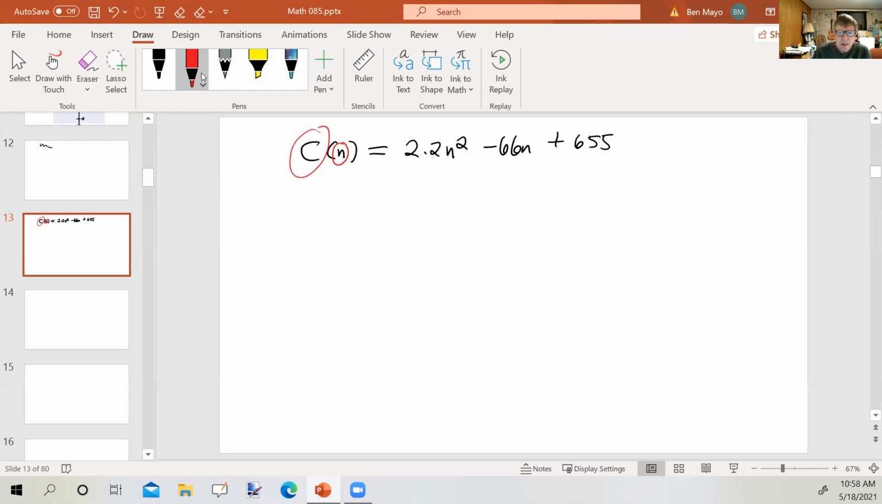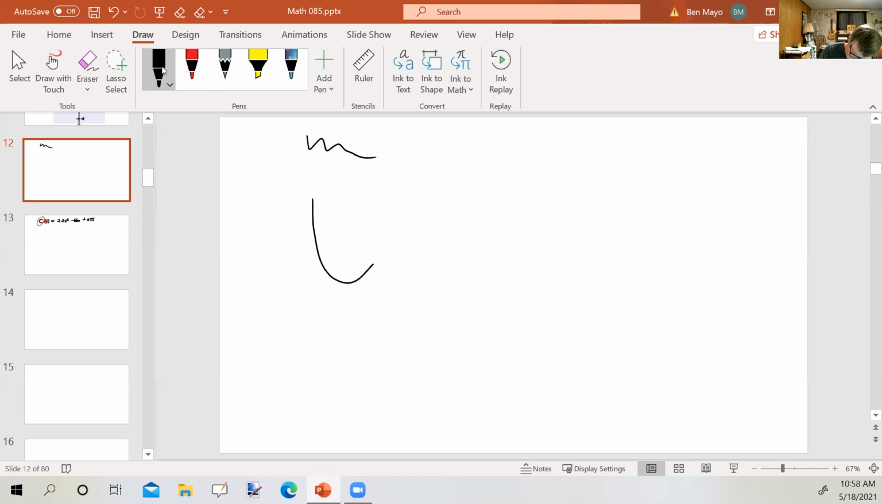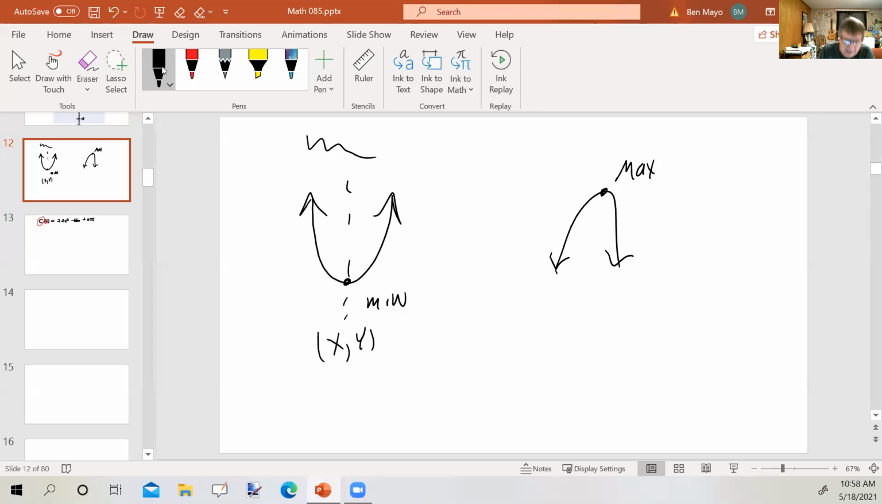All right, let's talk again about parabolas for a minute. If we have a parabola that opens upwards, the vertex is the minimum. If we have a parabola that opens downwards, the vertex is the maximum. So for the parabola that opens up, the x value would represent the axis of symmetry, and the y value would be the minimum output value. For a parabola that opens downward, the x value would be the axis of symmetry, and the y value would be the maximum y value.